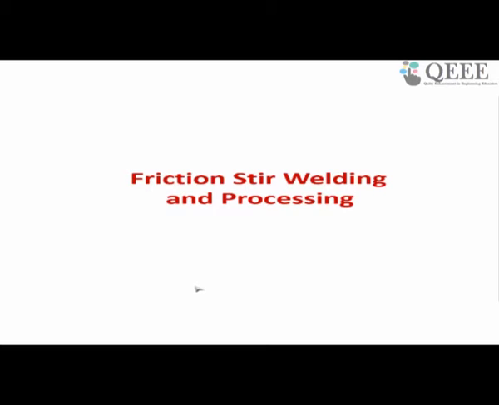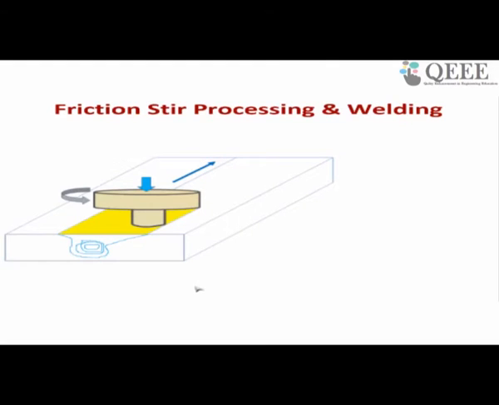So the last category is friction stir welding and friction processing. In friction stir welding, what do you do? The two plates to be joined, suppose this is plate A, plate B. Friction stir welding can be used to join two plates mostly in butt configuration. You can also do it in lap configuration, but mostly in butt configuration. Any length you can do. You can also do it in different configurations as well.